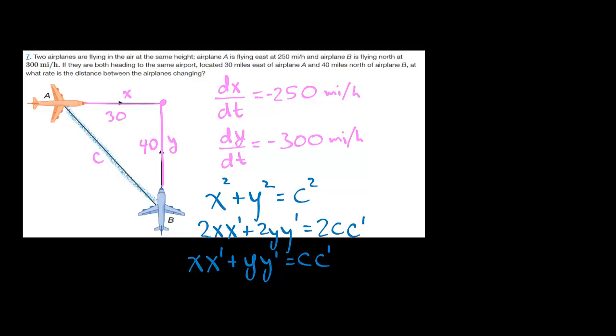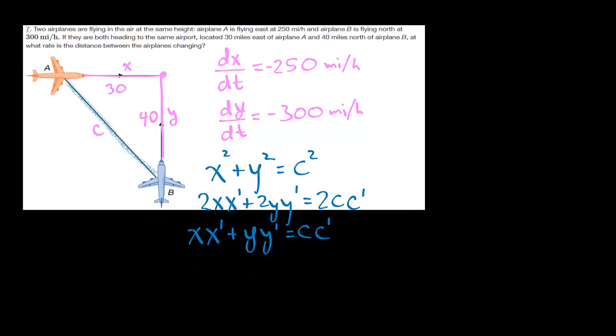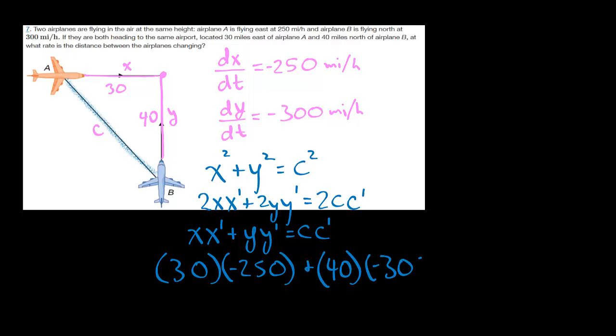Now let's think about what we've been given here. We've been given that x is 30, so let's just substitute in things. I've got 30 for x. x prime is negative 250. And I'll just drop the units, put those in later. Plus y is 40, and y prime is negative 300. And that equals c c prime. Now remember, what we're trying to do is solve and find c prime.